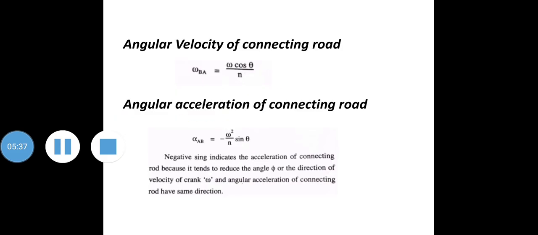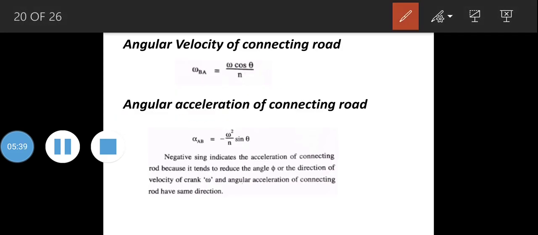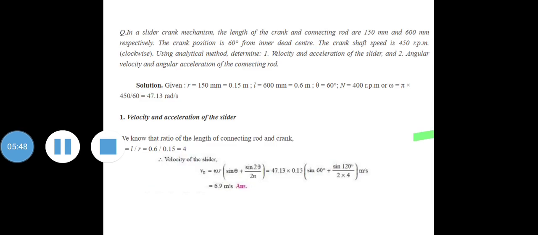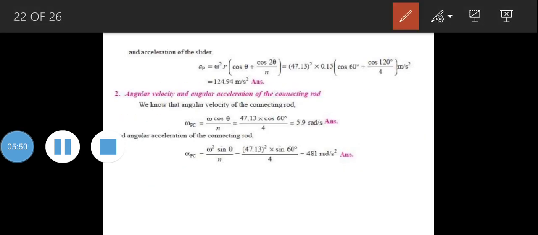So here also we will be utilizing the same formula which we have seen over here, that is this one. This is the formula for angular velocity of connecting rod and angular acceleration of connecting rod. So we will be utilizing these two formulas over here. This is the formula which they have utilized, and we will substitute the values.